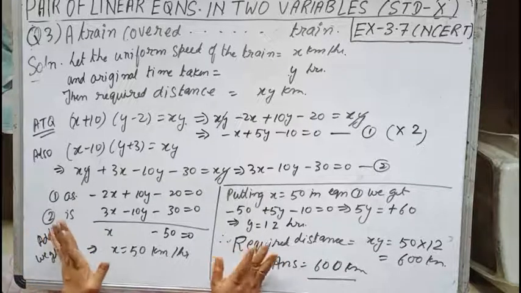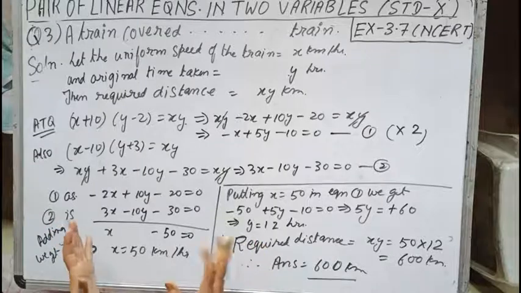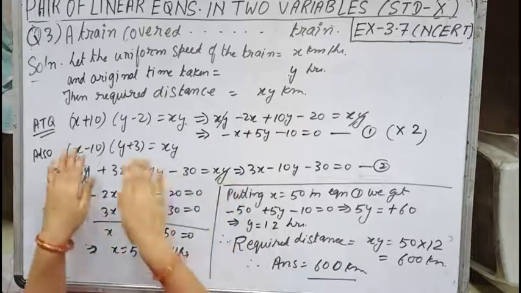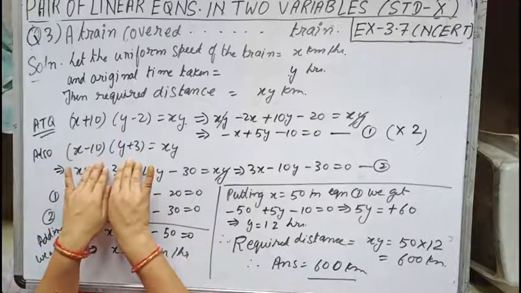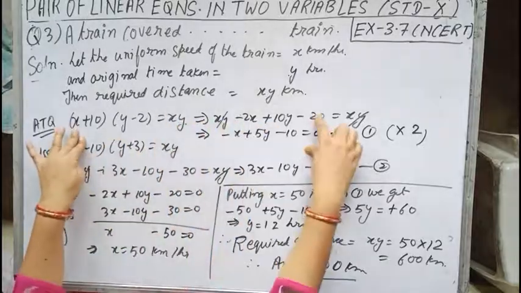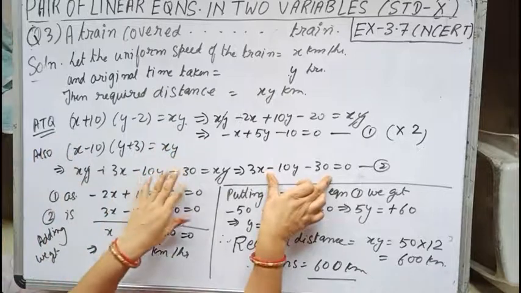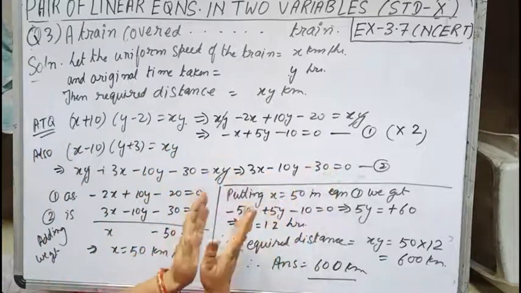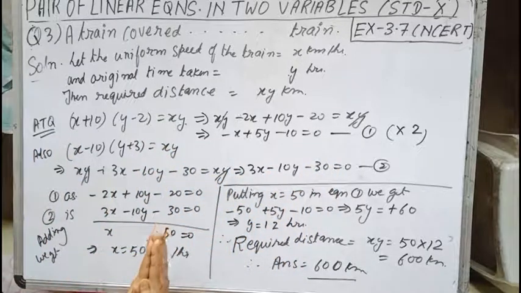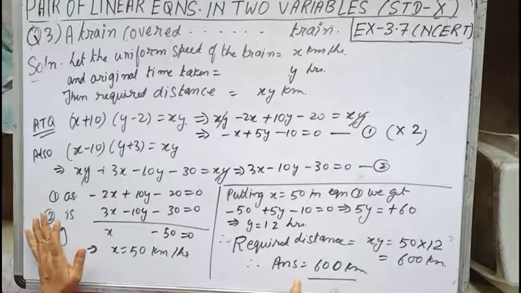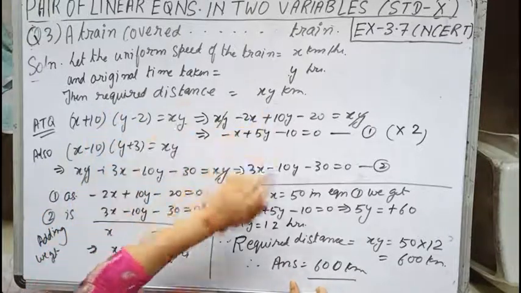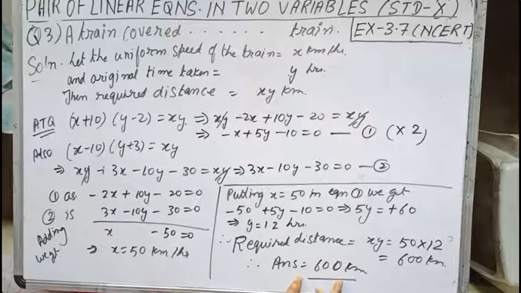So children, go with the given concept, given conditions in the question. Simplify it. These two conditions were given in the question. I have simplified this and got an equation. I have simplified this and got an equation. Now these two equations you solve by any method you know and get the answer of x and y. Now x into y is the required distance asked. So multiply that and this is the answer.